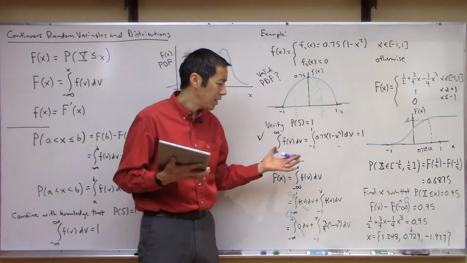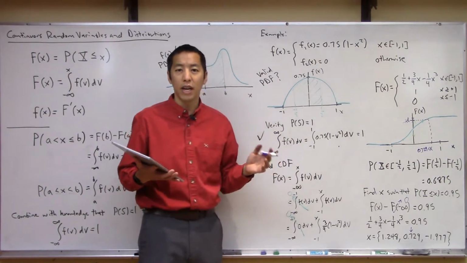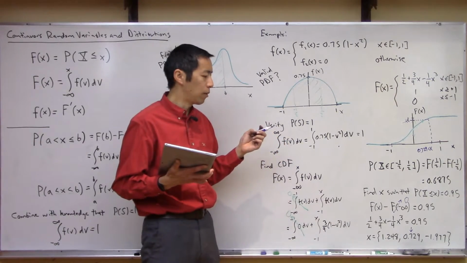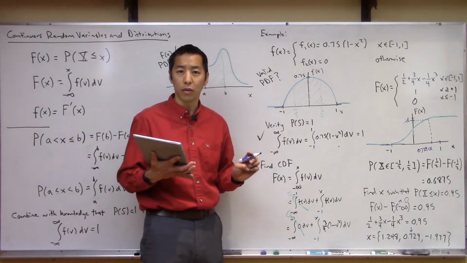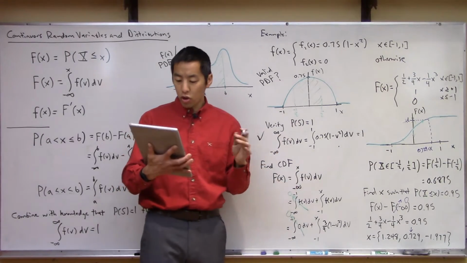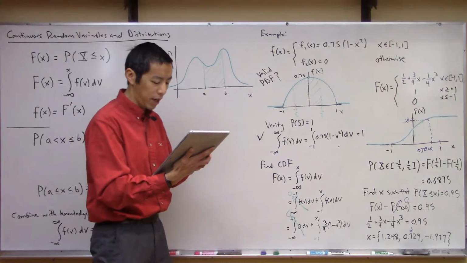So if x is equal to 0.729 and you run this experiment 100 times, you expect 95 of them to be actually lower than that value, right? Okay, great. So, okay, I hope that helps out.